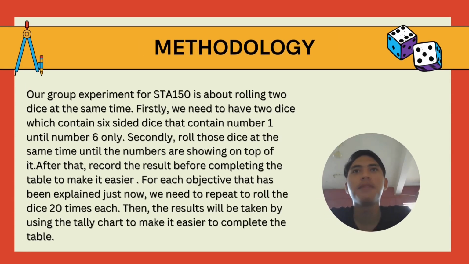Our group experiment for STA 150 is about rolling 2 dice at the same time. Firstly, we need 2 dice, each with 6 sides containing the numbers 1 to 6 only. Secondly, roll those dice at the same time until the numbers are showing on top. After that, record the result before completing the table to make it easier. For each objective that has been explained just now, we need to roll the dice 20 times. Then, the result will be taken using a tally chart to make it easier to complete the table.